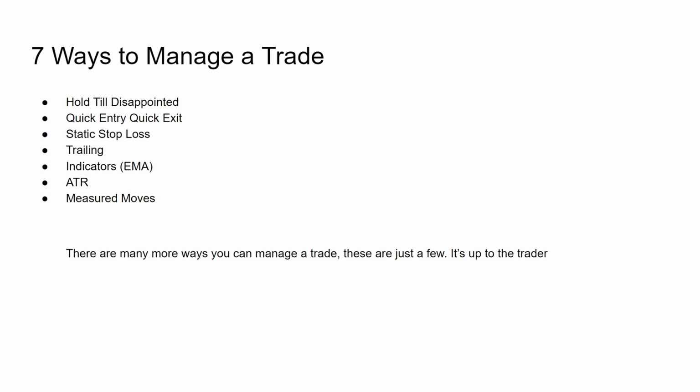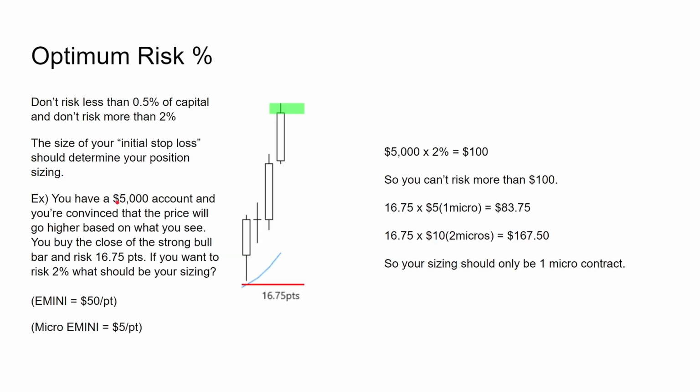Static stop loss, trailing stop loss, attaching your stop loss to an indicator if you think possibly you'll have a strong trend day, using the ATR, so just whatever the size of the recent candles are, maybe do like a 1-to-1 of the average size, and then measure moves. This is probably my favorite way to manage a trade.